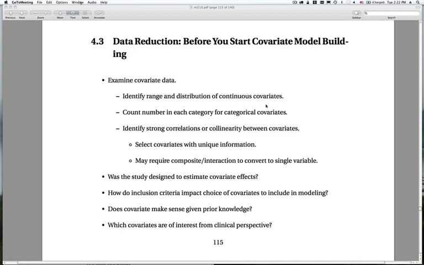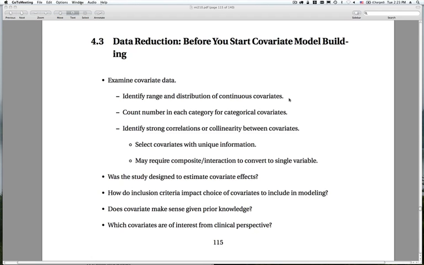And so this is an area where I've borrowed from another field in statistics, with regression across multiple variables, where there's a useful strategy known as data reduction. So the data reduction step is one where we want to look at the data, identify the range, and think about things before you start building a covariate model. So the first step is to examine the data, identifying the range and distribution of continuous covariates.